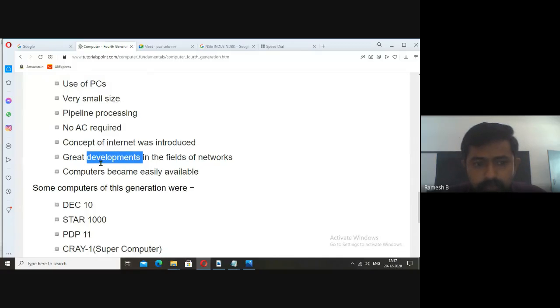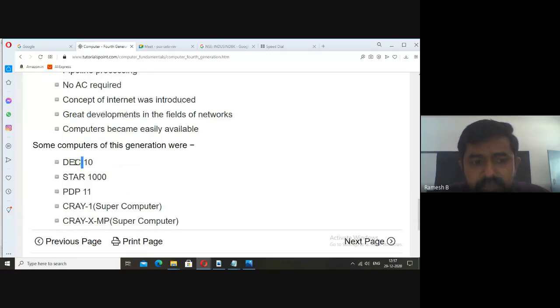Now, the names of those computers were DEC-10, Star 1000, PDP-11, Cray-1, Cray-XMP. Cray-1 and Cray-XMP are supercomputers. Whenever we say supercomputers, they do a lot of processing.